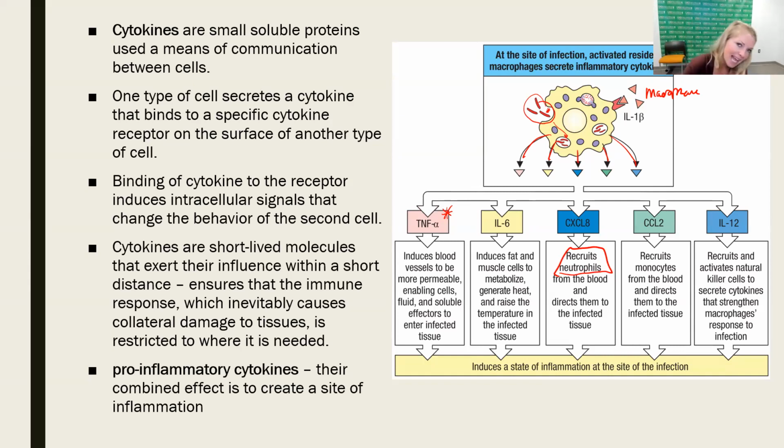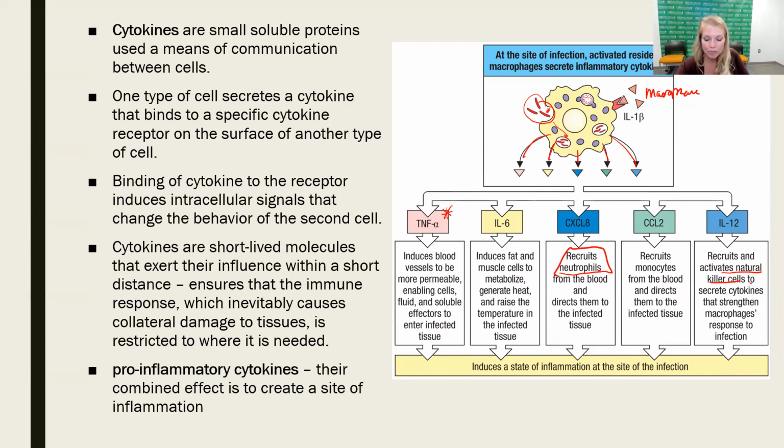CCL2, not as talked about as much, recruiting monocytes, which then become macrophages in the tissue. And then IL-12 is another one. It's another pro-inflammatory cytokine that activates natural killer cells to tell macrophages to become better.